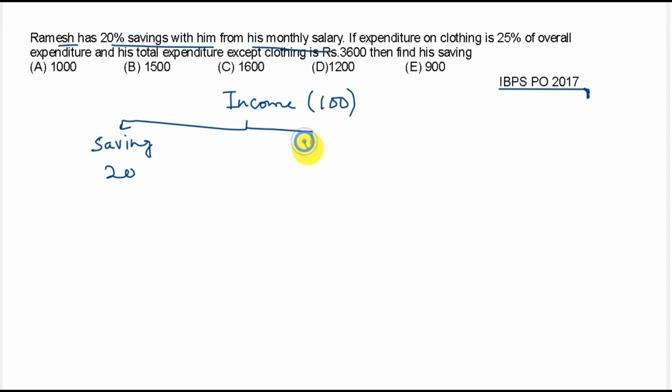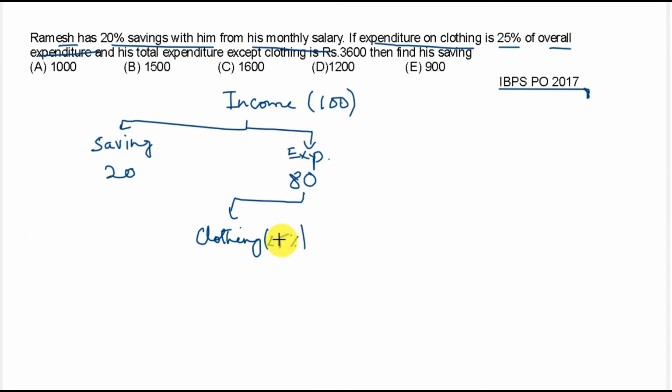If he saved 20, total expenditure will be how much? 80. So let's calculate the expenditure. So out of 100, if he saves 20, expenditure is going to be 80. Now again read the question. If expenditure on clothing is how much? 25% of overall expenditure. Okay, overall expenditure is 80. From here, on clothing, according to the question, he spent how much? 25%.